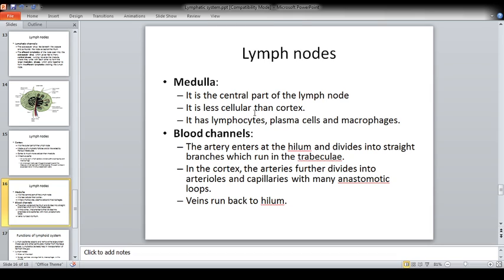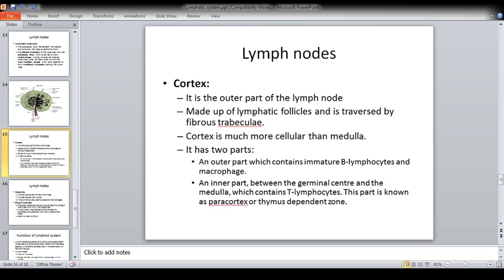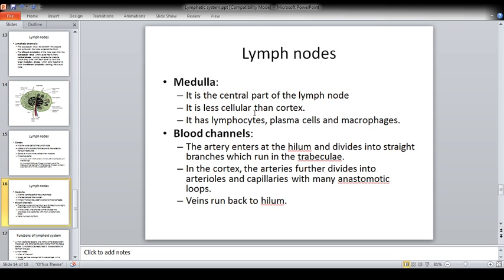Alright. So cortex contains the T lymphocytes and B lymphocytes, whereas medulla contains both of the lymphocytes, plasma cells, and macrophages.